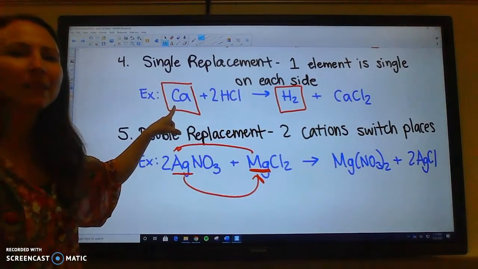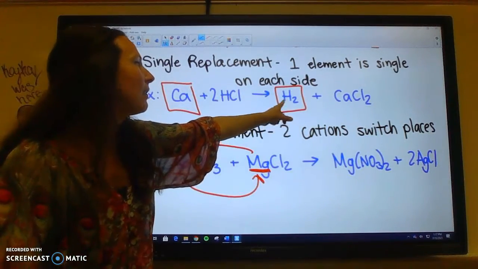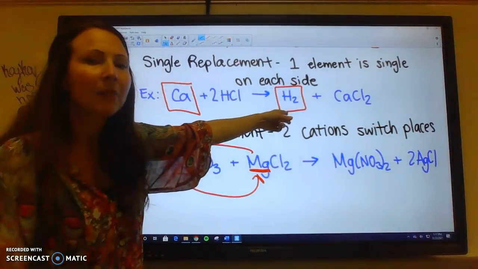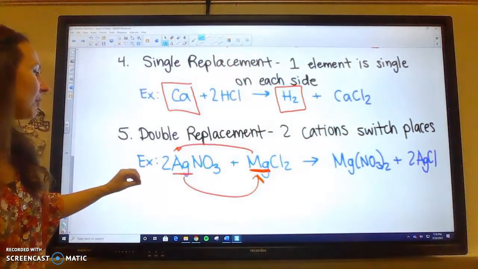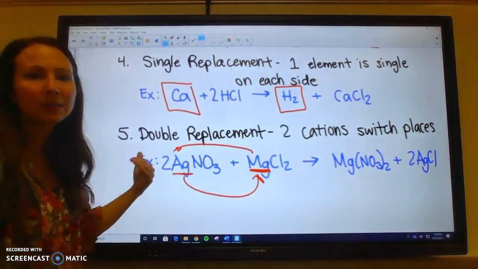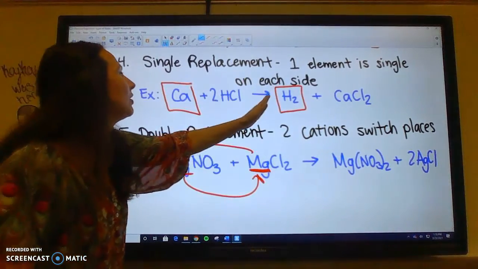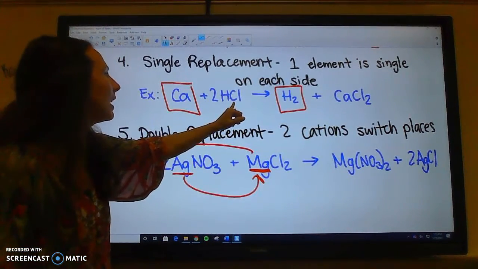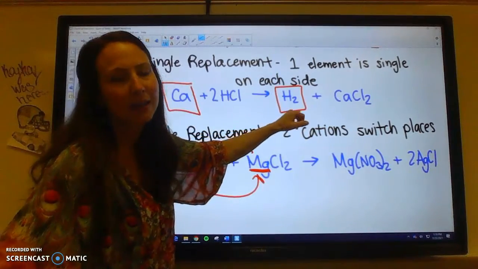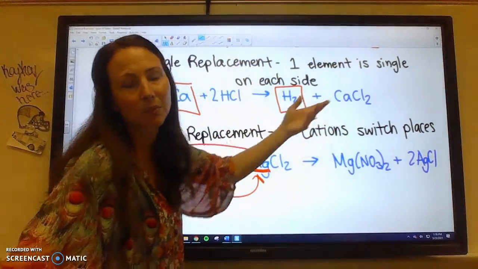On the reactant side, we have calcium. On the product side, we have hydrogen. This is still just one element, even though there's a subscript of a 2, okay? And then for double replacement, you have 2 cations switching places. That actually happens here also. Calcium is by itself, and hydrogen is with chloride. But over here, you have hydrogen by itself. Calcium, then, is with chloride.